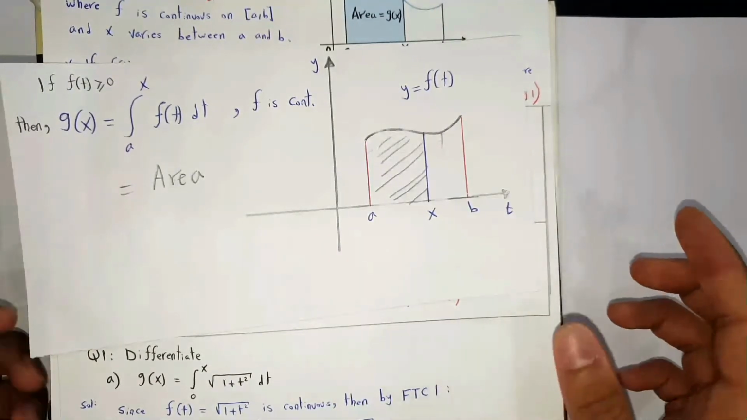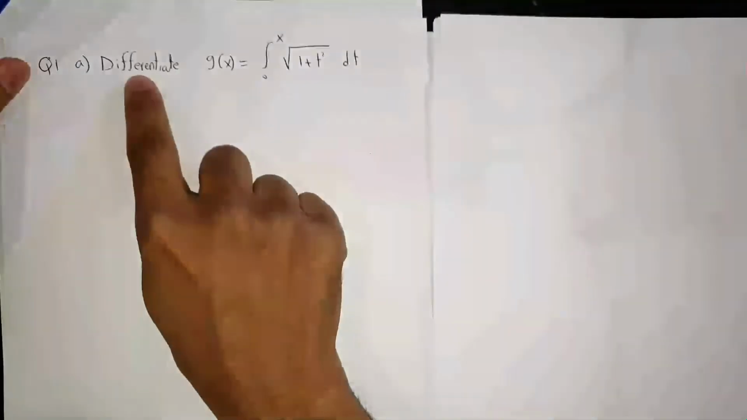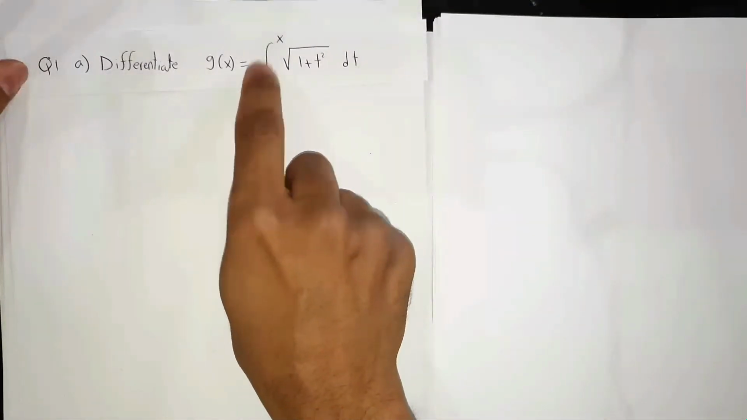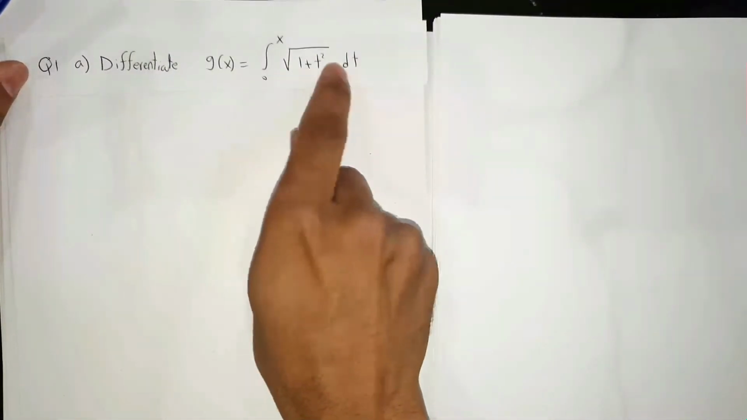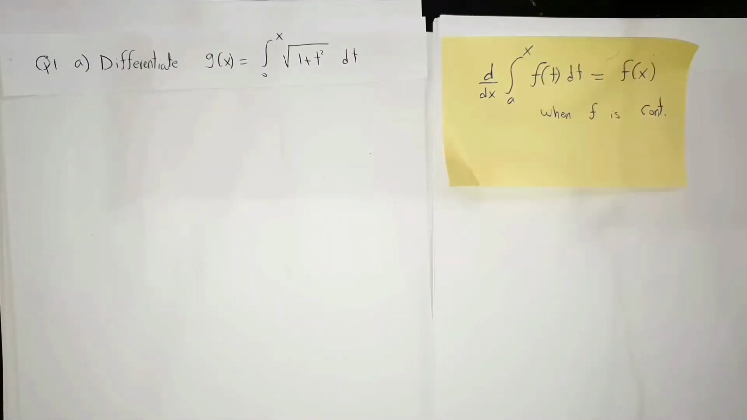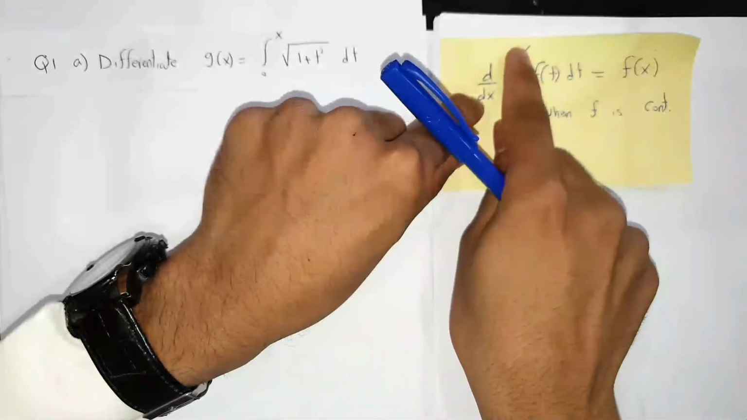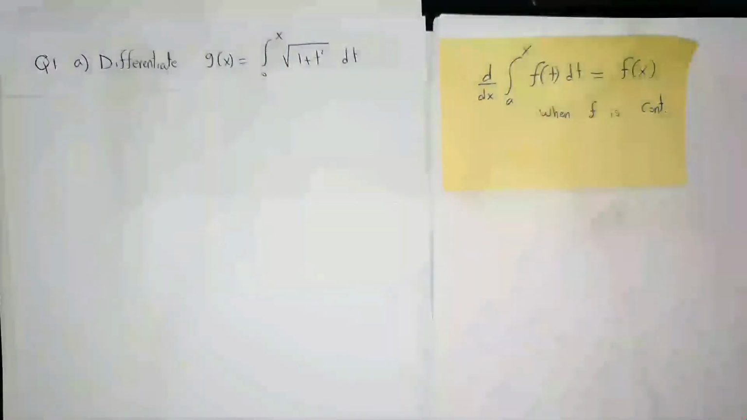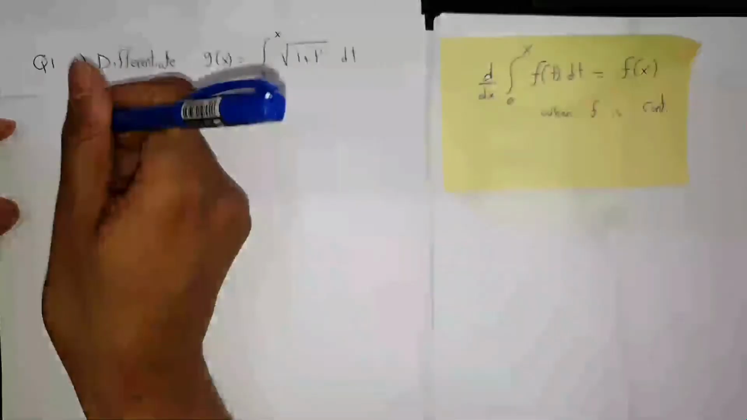So let us start with the following exercises. Differentiate g of x, which is the integral from 0 to x of root of 1 plus t squared. Let us recall the theorem here. See here, we just substitute x instead of t when we have f to be a continuous function. So it is a continuous function.